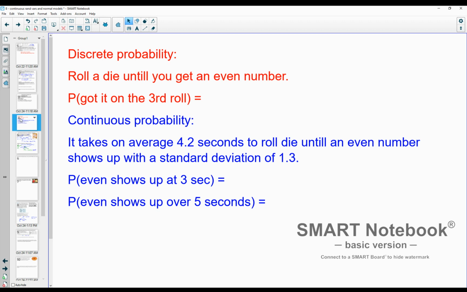If we're going to say that we want to find the probability that even shows up at 3 seconds, we would actually need to know the shape of this continuous probability model. And the only shape that we've already used is the normal model. So that's going to be our focus today, is how we can see the normal model applying for continuous random variables. Go ahead and check out the next handout and video that goes along.